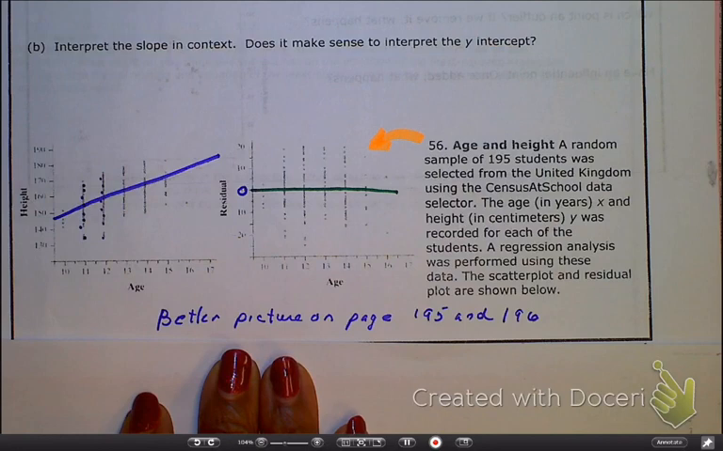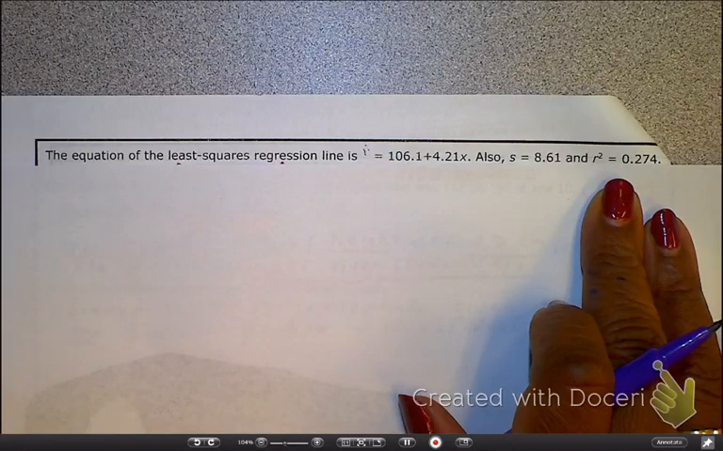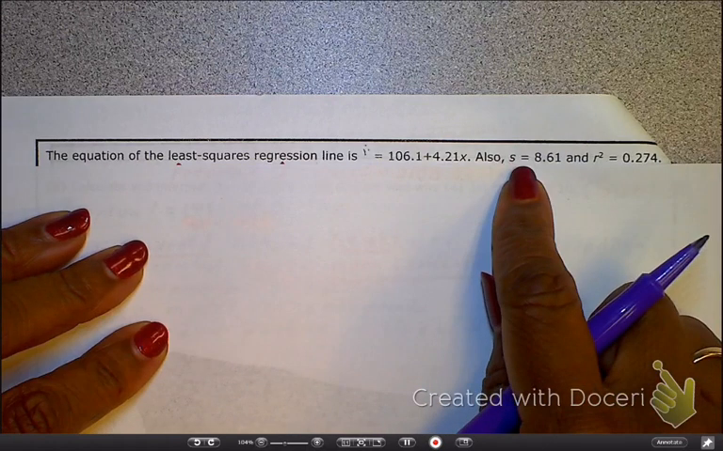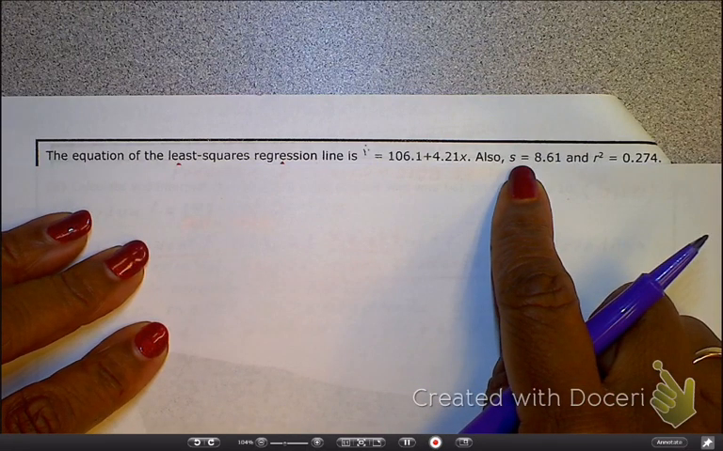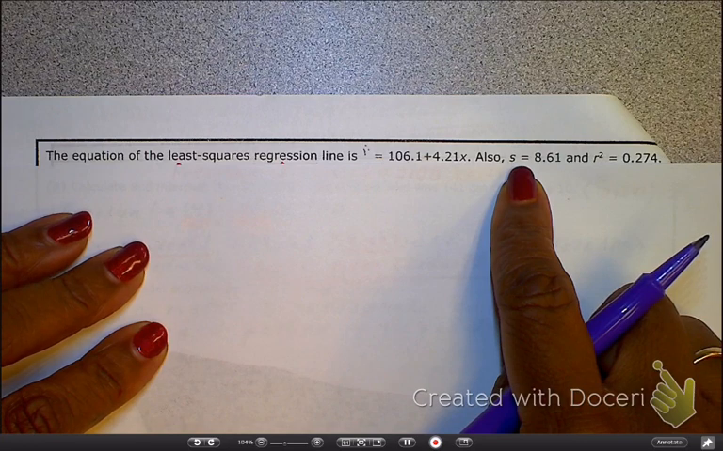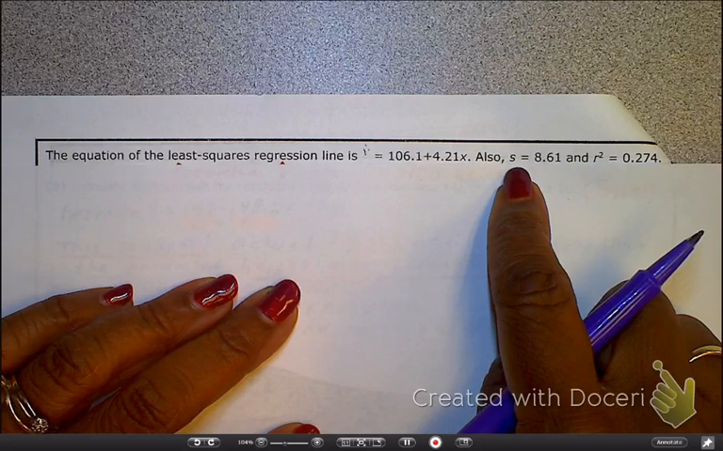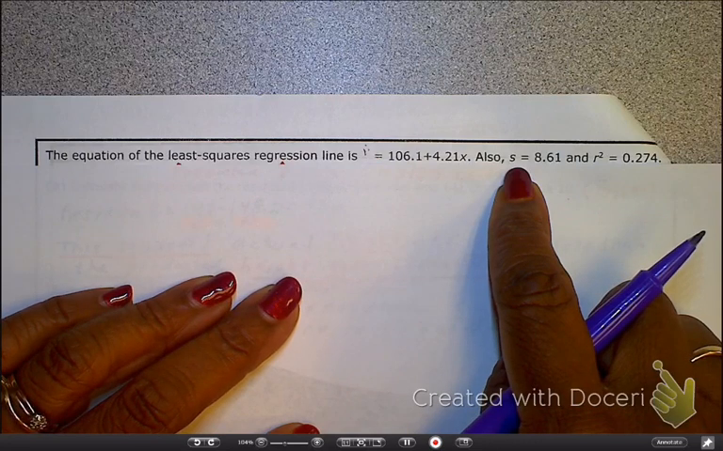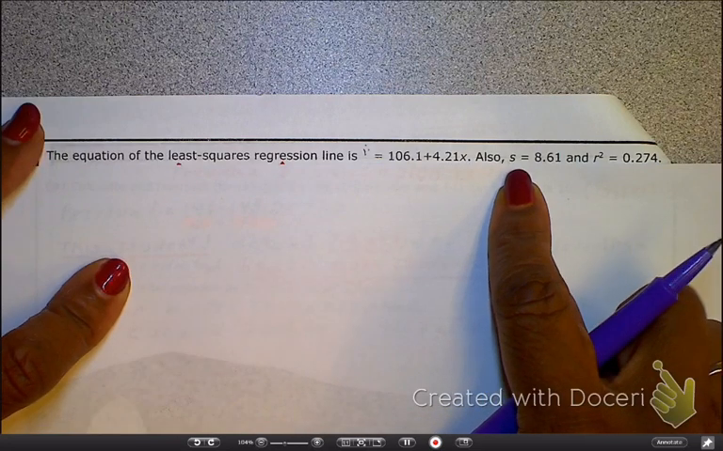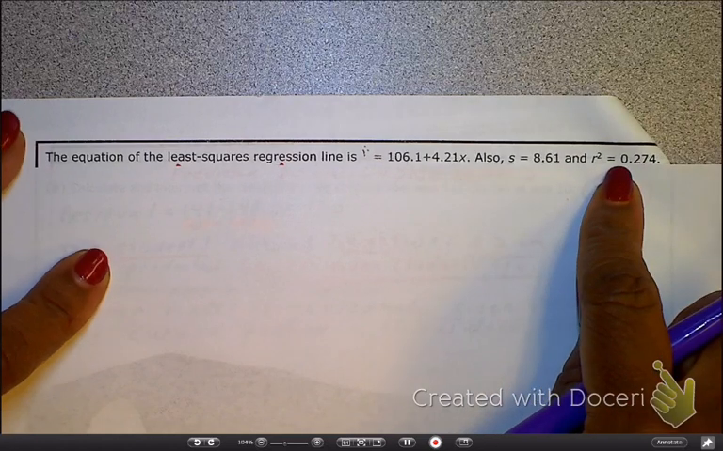So the first question is, here's our equation, and we have our standard deviation of the residual. And I forgot to mention, this is also referred to as the standard error of the residual. So write that down somewhere, the standard error of the residual. And we have our coefficient of determination, our R-squared value.